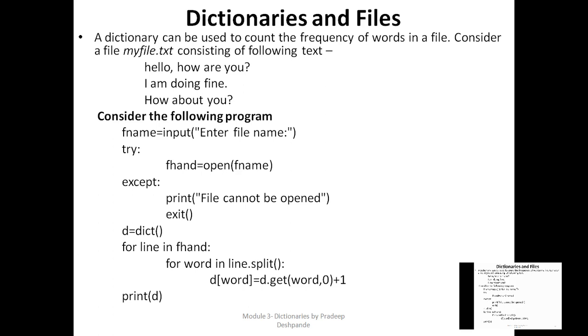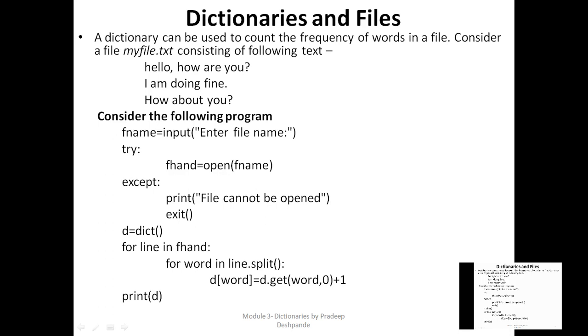Hello, how are you? I am doing fine. How about you? This program takes the input file, and if that particular file is available, then the file is opened. Otherwise, you will get an error: file cannot be opened. If the file does not exist, you will get the error here. Then we are creating an empty dictionary. For line in fhand, fhand means file handle here, for line means each line in the file. For word in line dot split.